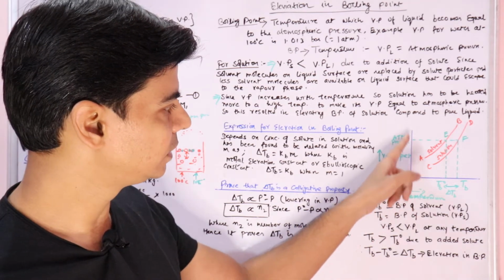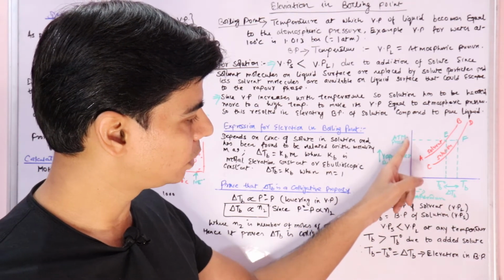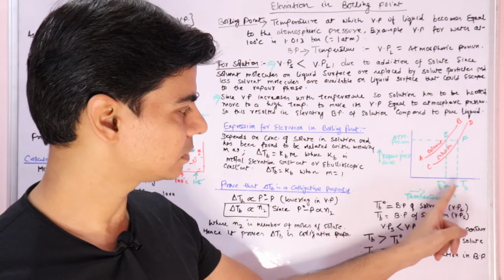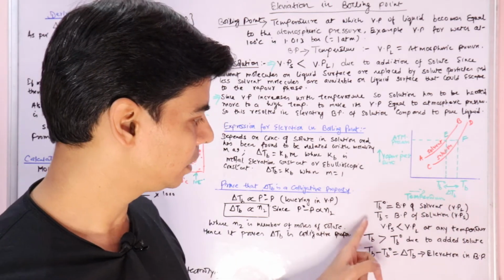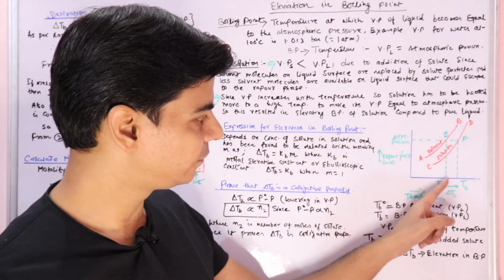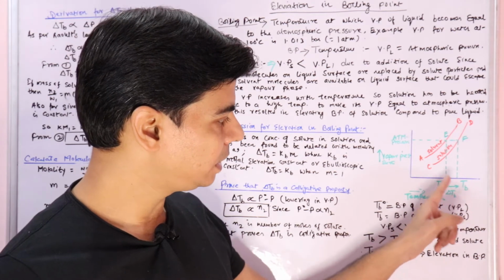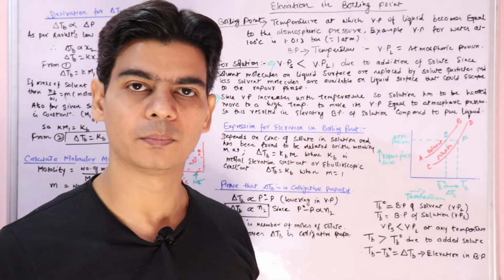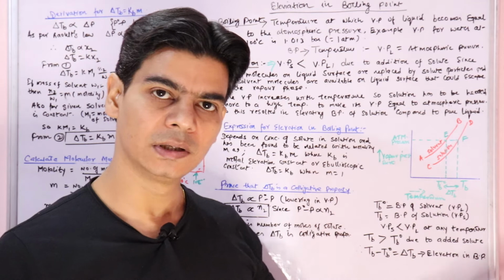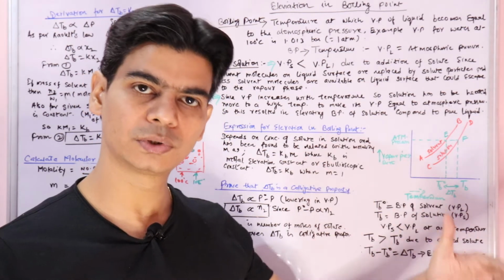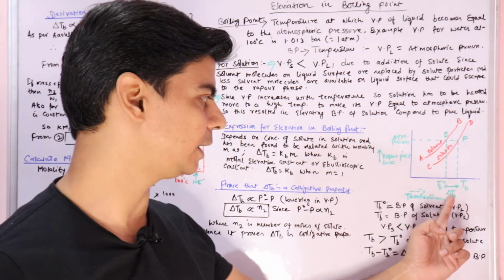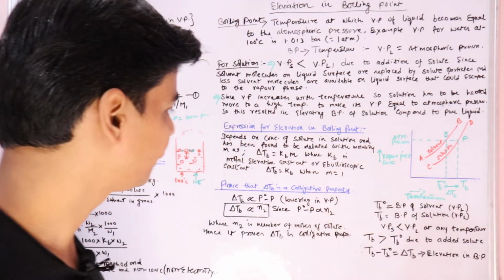So for solution, we will see that the vapor pressure becomes equal to the atmospheric pressure at a higher temperature, which is TB. This TB is higher than TB0, TB is greater than TB0. Why? Due to the added solute. So this difference between TB and TB0 is the elevation in boiling point. This is the increased temperature, the temperature that we increased so as to make the vapor pressure of solution equal to the atmospheric pressure after addition of solute. This delta TB represents the elevation in boiling point.